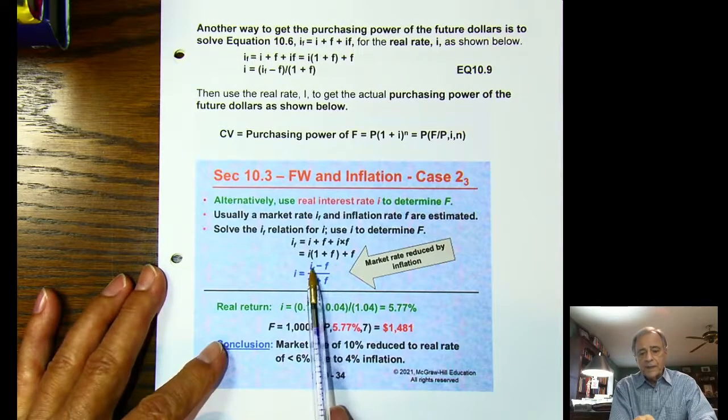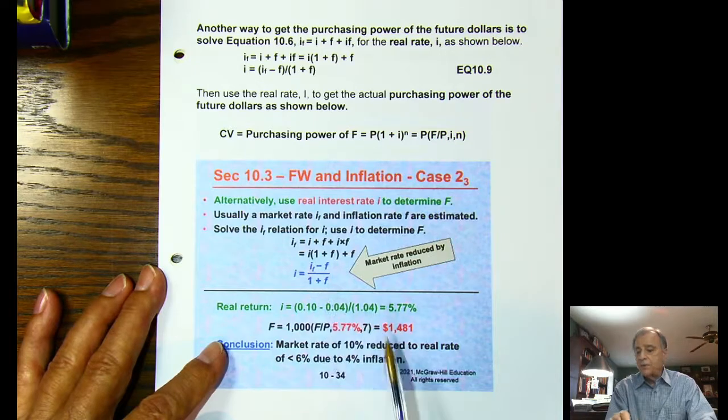So we get i sub f minus f, that's 10% minus 4% in the numerator, and then we divide that by 1 plus f, which is 1.04. We get 5.77% as our real rate, okay?